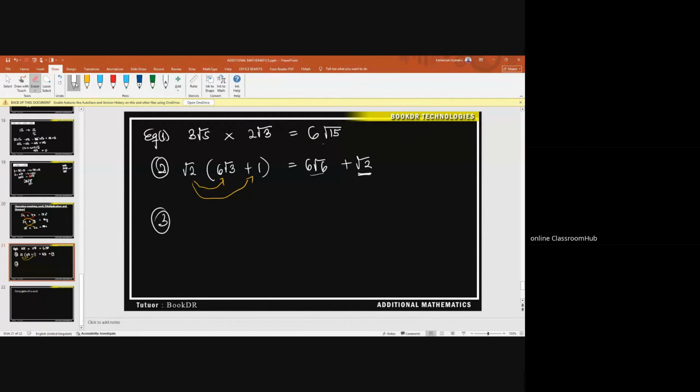So let's look at another example. 4 minus 3 root 2 in one bracket, multiplying 5 minus root 2 in another bracket. They are multiplying. So to perform this multiplication, we do the same thing as we do in algebra. 4 will multiply everything in the bracket here.